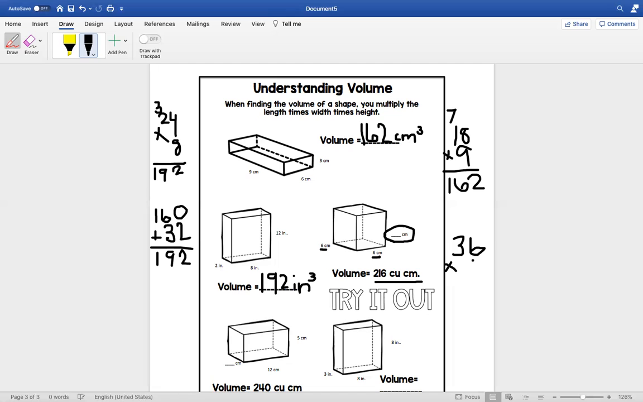Because I know that my number needs to end in a 6, and 6 times 6 is going to give me that ending in 6 because 6 times 6 is 36. So I'm going to drop my 6, carry my 3. 6 times 3 is 18, plus 3 is 21. So we actually found out that our other side length is 6 centimeters. And remember, that's not cubed because it's not the volume, it's just the side length. But you can also be given the volume and have to determine a side length. You just have to figure out what that missing number is that you would multiply to get your volume.